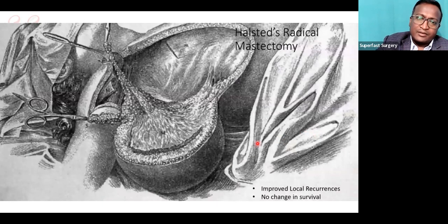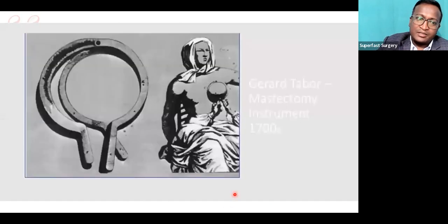This is the era of Halsted, where he performed a radical mastectomy, baring the entire chest. He removed the pectoralis major and pectoralis minor muscles, with the belief that it would improve local recurrence. However, the survival was not significantly changed. At least Halsted's radical mastectomy was far better than this Gerard Tabor guillotine method of mastectomy.